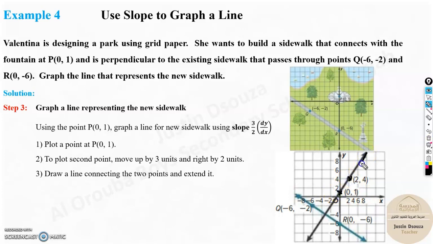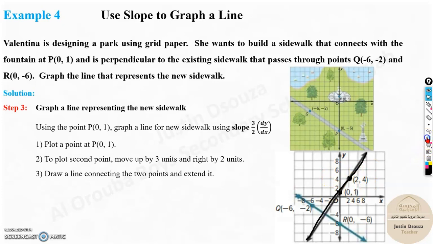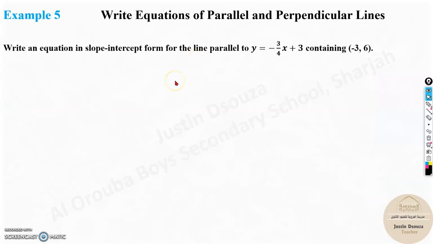Now all you need to do is draw a straight line connecting those 2 points. That is the graph for the new sidewalk. So this is the thing. And now we will see another problem where we need to write the equation. In the previous problem, it was just the graph. Now we will write the equation over here.